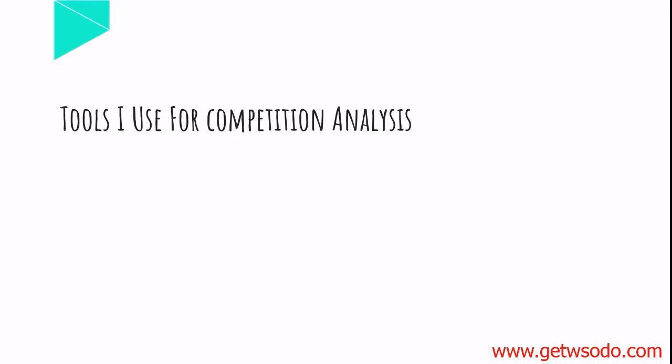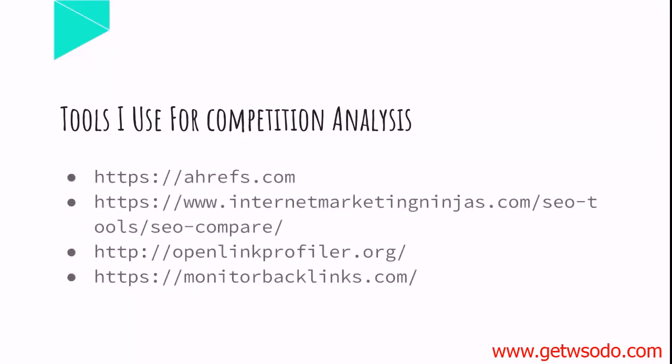So we covered compiling all the data. I just want to go over a few tools that I personally use when I'm doing my own competition analysis. I use Ahrefs just to check out backlinks for the domains. I use this Internet Marketing Ninjas URL, where you can put in 5 URLs of your competition at a time to get a quick word count, keyword density, things like that. And I use Open Link Profiler and Monitor Backlinks when I'm trying to look for hidden PBN links.